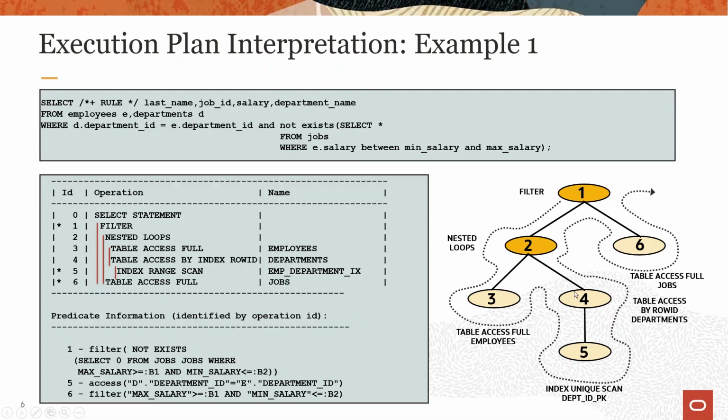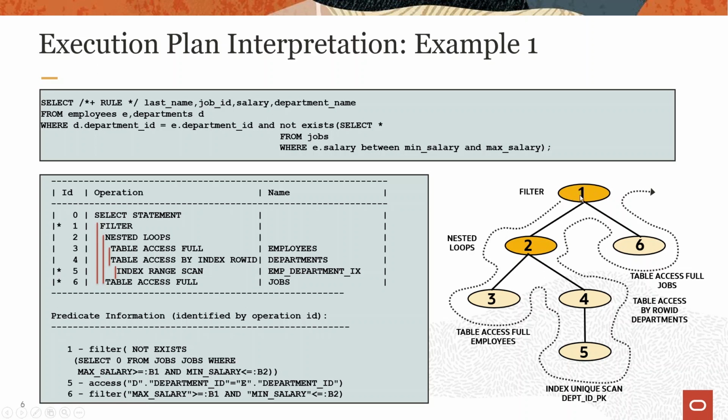Which steps are indented underneath step number 4, and that is step number 5. And this is how you convert this execution plan into a graphical tree structure. And then what you need to do is you start from the top of your tree and you always walk to your left until you can no longer go to your left.